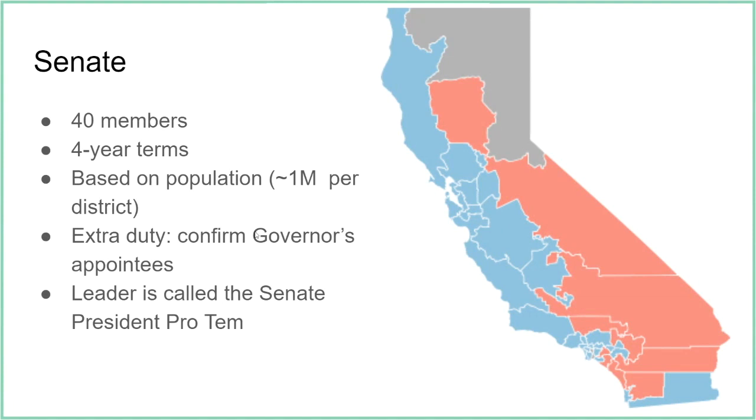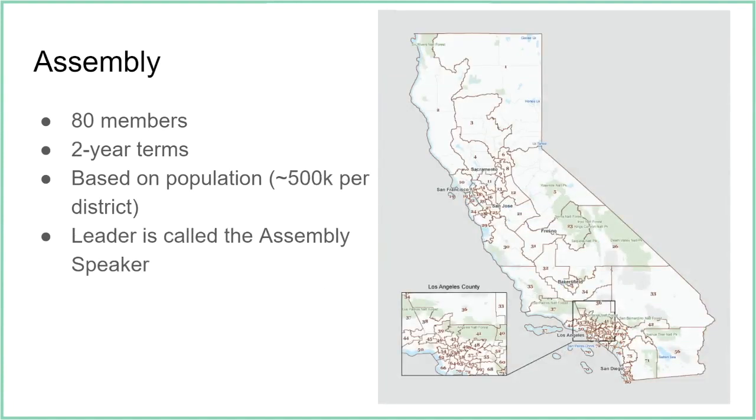Okay, and over to the next slide. The Assembly is the second house. This one is broken down further, so you can see the map is more broken down. There are 80 Assembly members that represent the state, and they represent about 500,000 people per district, and the leader of the Assembly is called the Assembly Speaker.